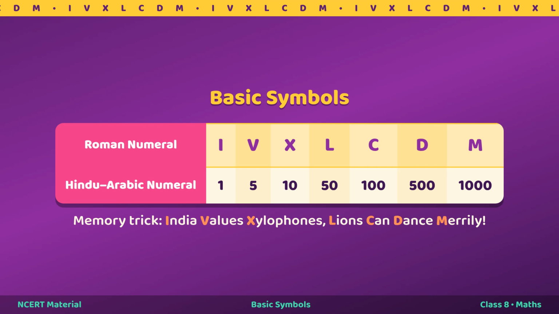Here are the 7 basic symbols. I is 1. V is 5. X is 10. L is 50. C is 100. D is 500. And M is 1000. Be very careful in the exam. D is 500, not 1000. Here's a fun memory trick. India values xylophones. Lions can dance merrily.